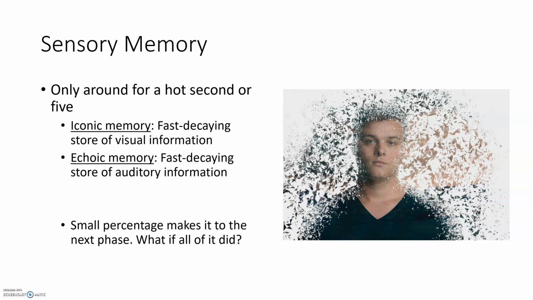So iconic and echoic memory. Iconic memories are visual information. So pretty much everything that you're seeing is going to leave a trace in your memory for just a few seconds. A small percentage of that makes it to the next phase. Same with auditory, and then in other domains as well. Visual and auditory are called iconic and echoic, respectively.